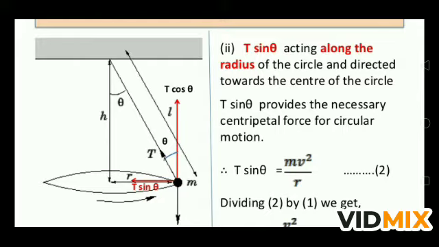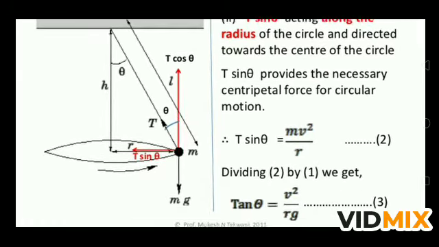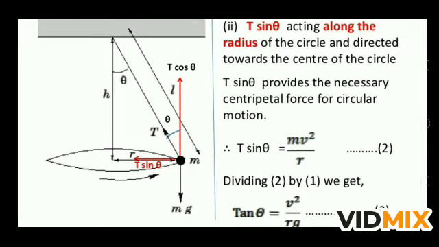This is the second equation, and the first equation we found earlier, T cos theta is equal to mg. So we can divide 2 by 1. So we will get tan theta is equal to v square upon rg.